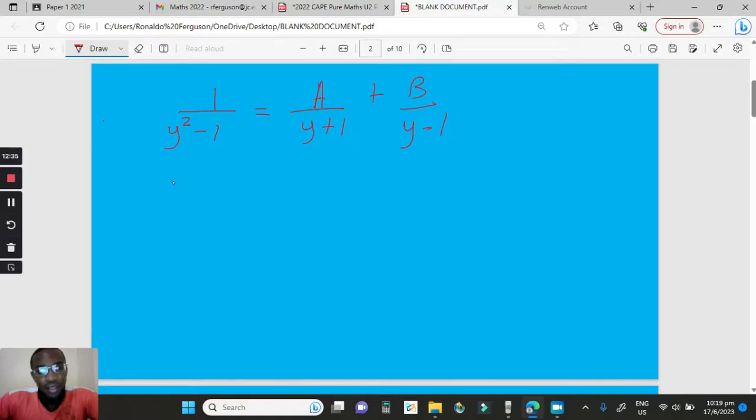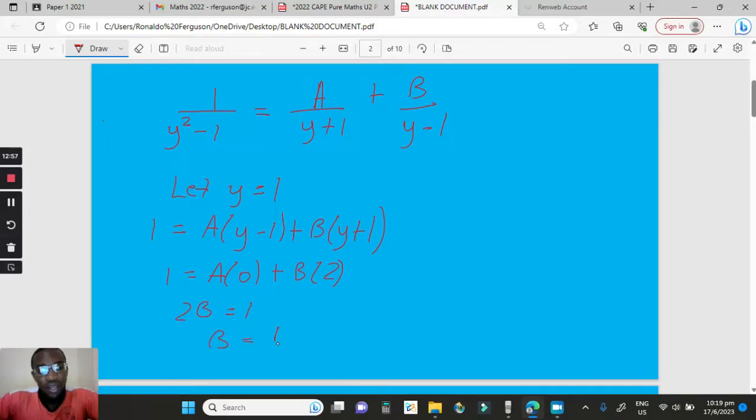Let me plug in y equal 1. So we get 1 equal a times (y minus 1) plus b times (y plus 1). Plug y as 1. This is 1 equal a times 0 plus b times 2. So that means 2b is 1.